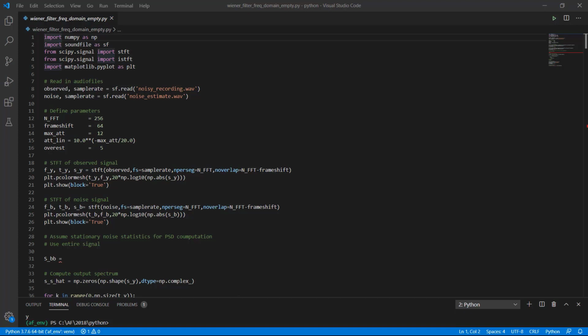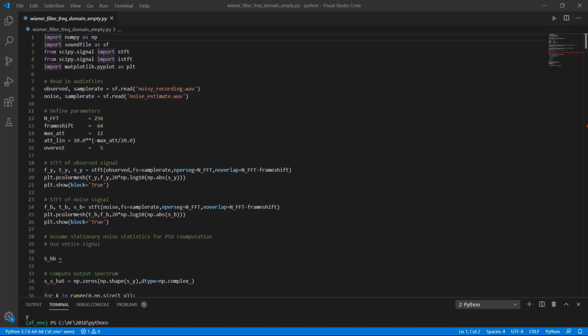And the rest of the script goes through the basic steps of the frequency domain implementation of the Wiener filter. For this, we first set a few parameters. There are the FFT size and the frame shift of the analysis filter bank, and there are the lower bound of the filter weights and the overestimation factor for the noise PSD. With these parameters, we transform both loaded signals into the frequency domain, and the short time Fourier transform function produces a matrix of the spectra for each frame.